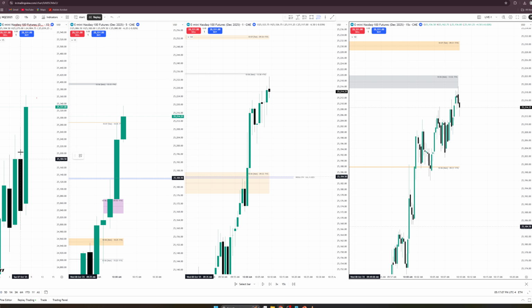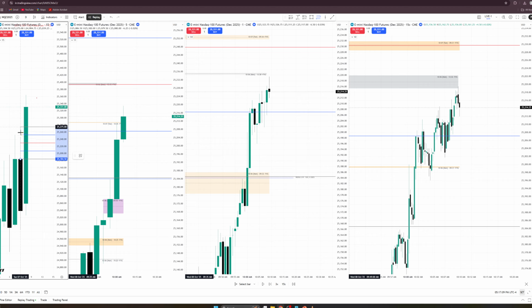So let me plot all the 4 quadrant levels on this daily premium wick. This is premium and this is discount wick. The bottom side wicks are discount wicks, the top of the candle wicks are premium wicks. Now I have plotted all the 4 quadrants on this premium wick. Now the time is around 10:05 a.m.